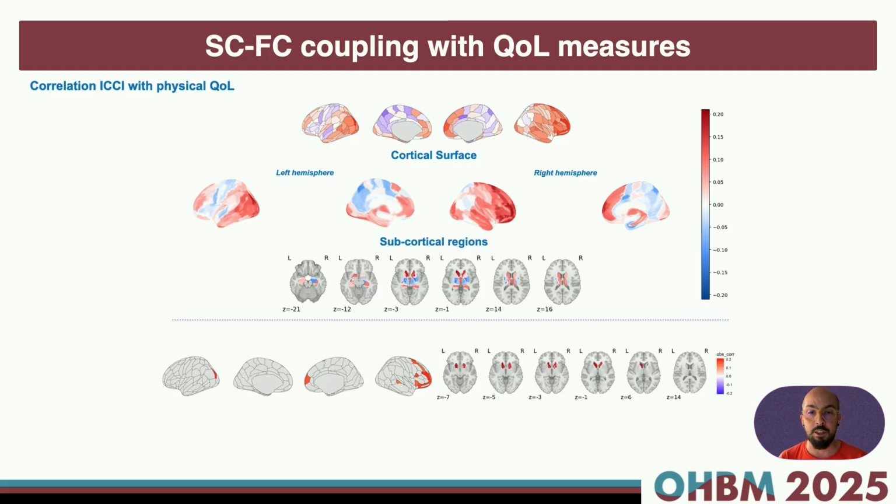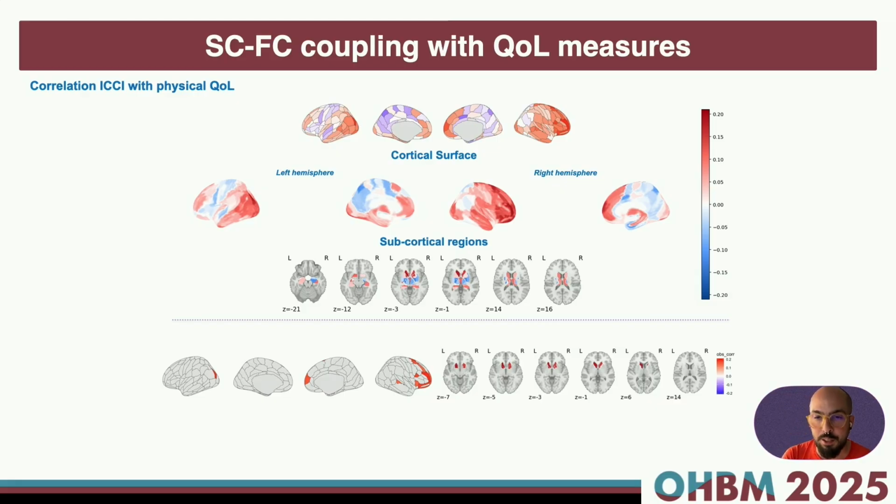Here, as I told you, the better they are, the higher the measure. So we need to think of this in reverse. What we see here is that the lower the coupling between structure and function is, the worse they are. And the regions that are involved in this case are more the frontal regions. We have some regions mostly in the frontal cortices. This is also a lateralized result in the right hemisphere, and we also have some basal ganglia results here.